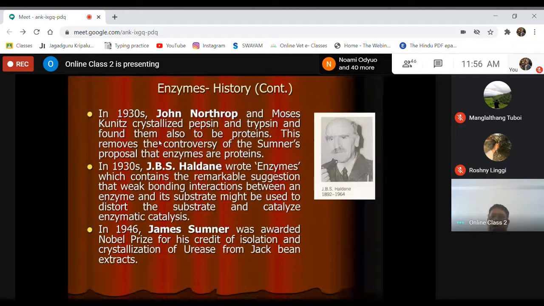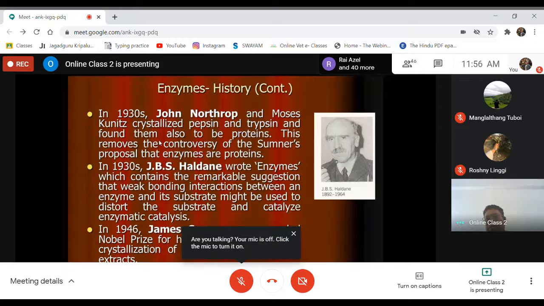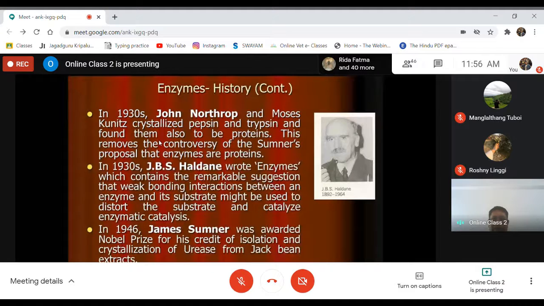So here it contains the remarkable suggestion that weak bonding interaction between the enzyme and its substrate might be used to distort the substrate and catalyze the enzymatic reaction. So Haldane, in his book Enzymes, suggested that there may be some sort of weak interaction between the enzyme molecule and the substrate molecule. Because of this weak interaction, the structure of the substrate molecule may be distorted.